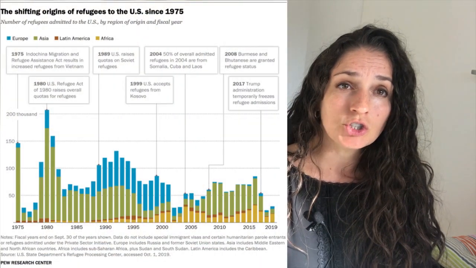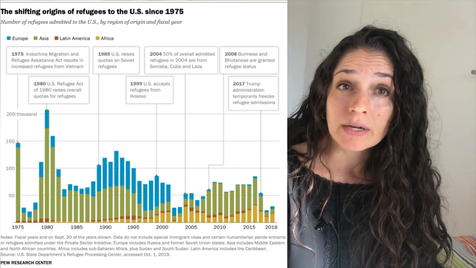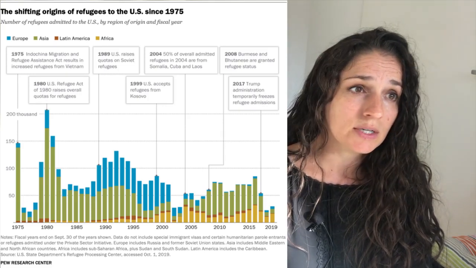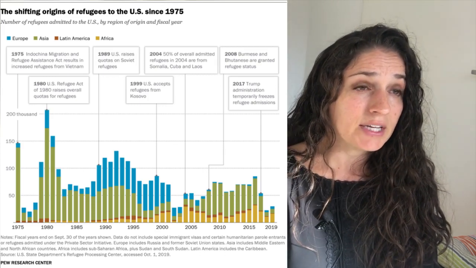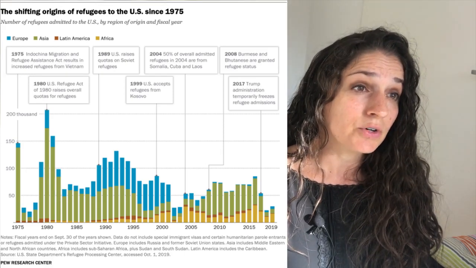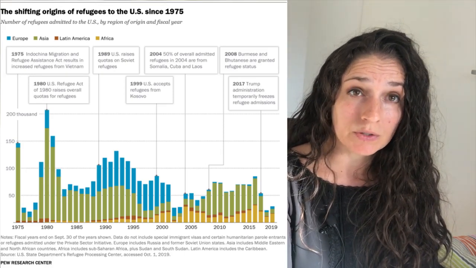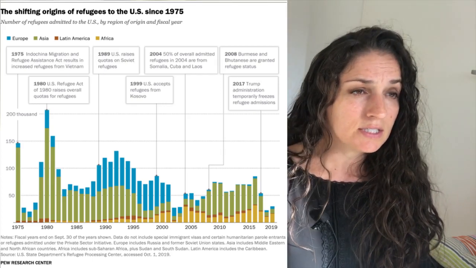So let's shift now and talk a little bit about forced migration to the United States, specifically refugees to the US since 1975. Here you can see that we've had very shifting origins of refugees. We've also had periods of spikes when more refugees were coming to the United States. In 1975, you had the Indochina Migration and Refugee Assistance Act, resulting in an increase in refugees from Vietnam. So in this period, we had a larger number of Vietnamese coming to the United States.